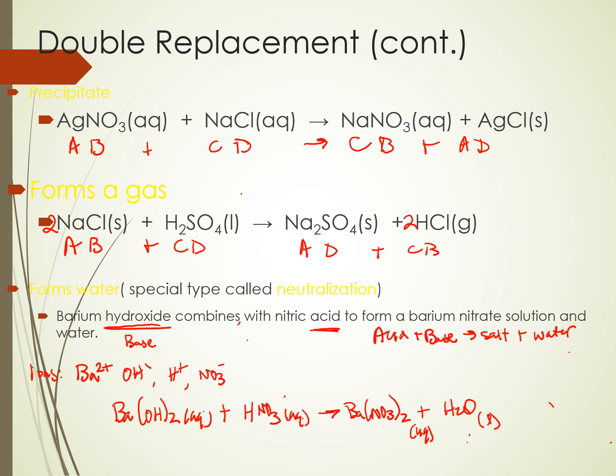So from a balancing standpoint, you'll notice that I have 1 nitrate as a reactant, 2 as a product. So I'd have 2 for that coefficient. That now gives me a total of 4 hydrogens and 2 oxygens versus 2 and 1. So I'd place a 2 here as well.